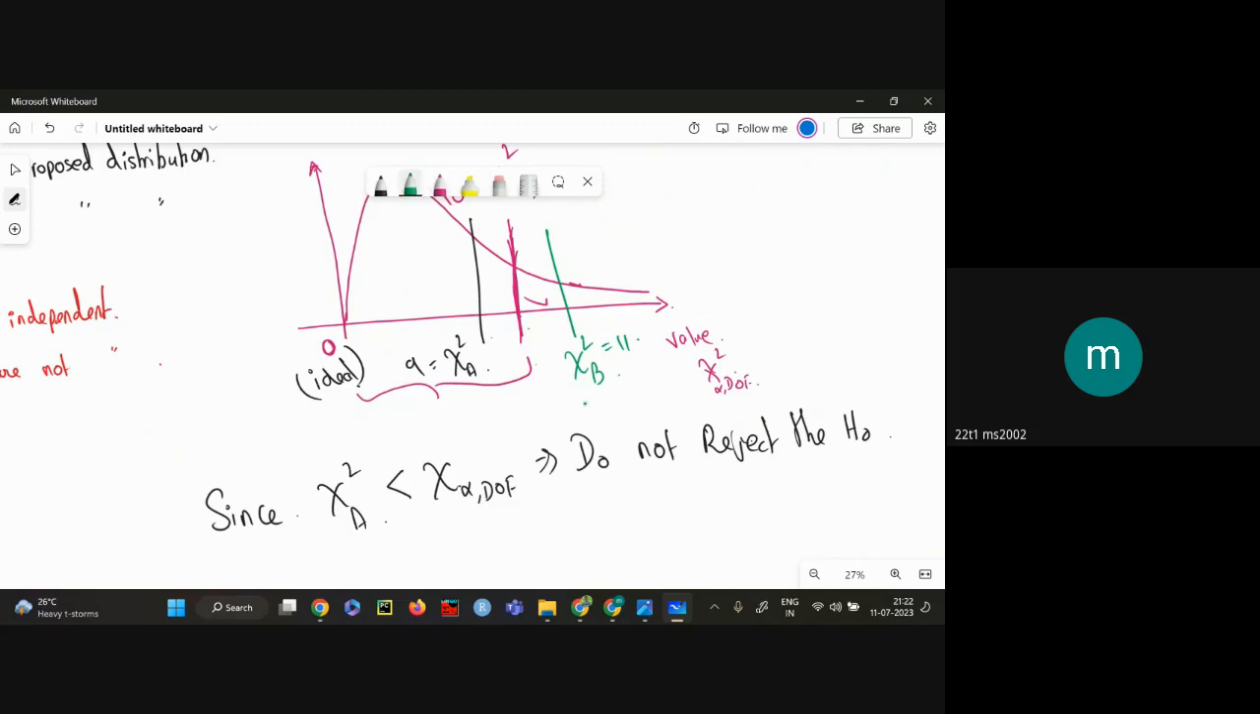Whereas for a different sample, since chi-squared D is greater than chi-squared alpha DOF, I will reject H0. Why? Because up to 10 is okay. Beyond 10, I will not be able to say that there is no significant evidence. So I will reject H0.